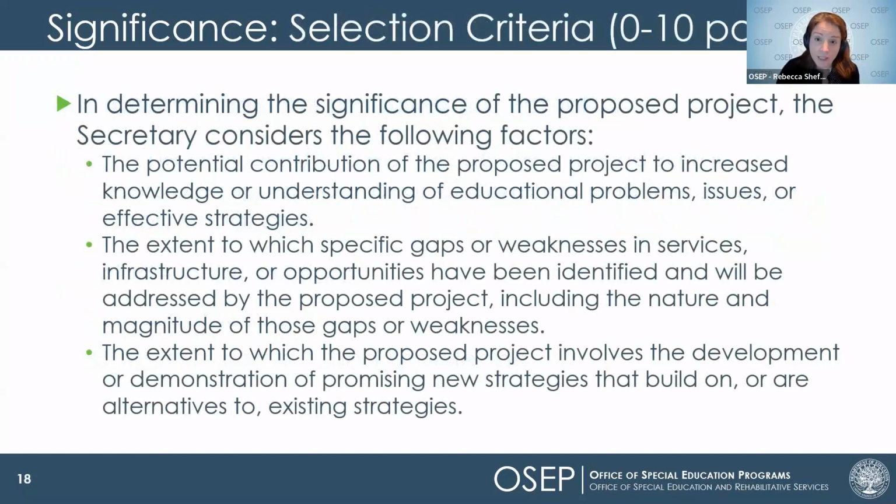Reviewers will score the significance of proposed projects between 0 and 10 points. In determining the significance of the proposed project, the Secretary considers the following criteria: the potential contribution of the proposed project to increased knowledge or understanding of educational problems, issues, or effective strategies; the extent to which specific gaps or weaknesses in services, infrastructure, or opportunities have been identified and will be addressed by the proposed project, including the nature and magnitude of those gaps or weaknesses; and the extent to which the proposed project involves the development or demonstration of promising new strategies that build on or are alternatives to existing strategies.